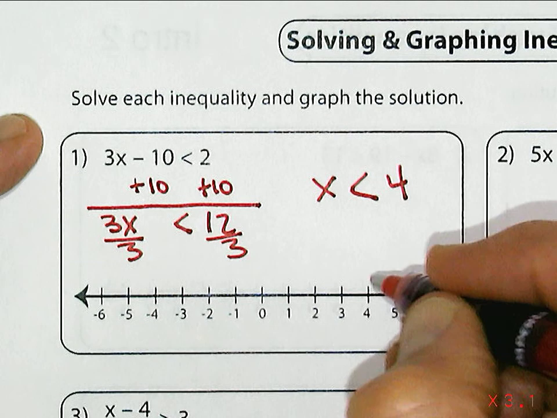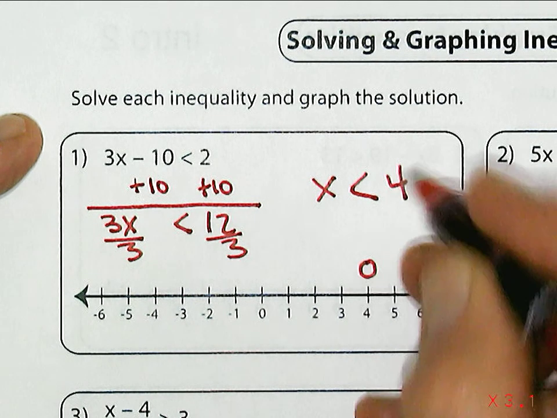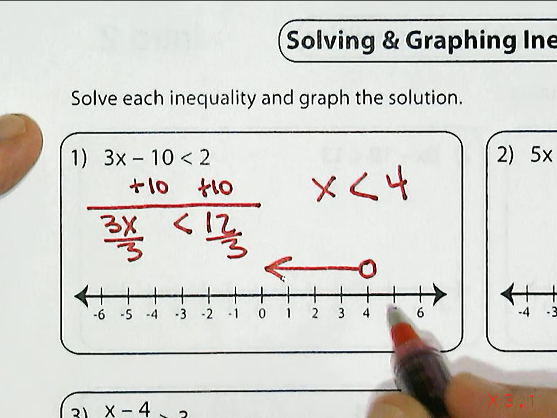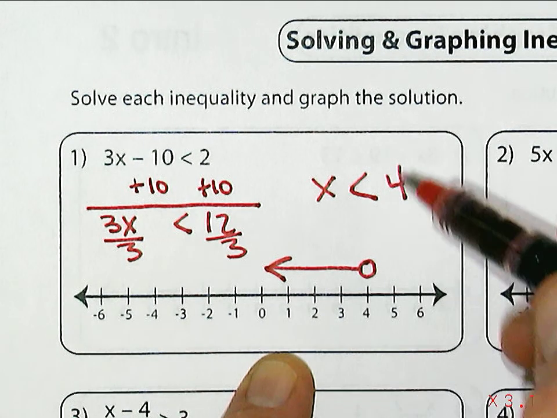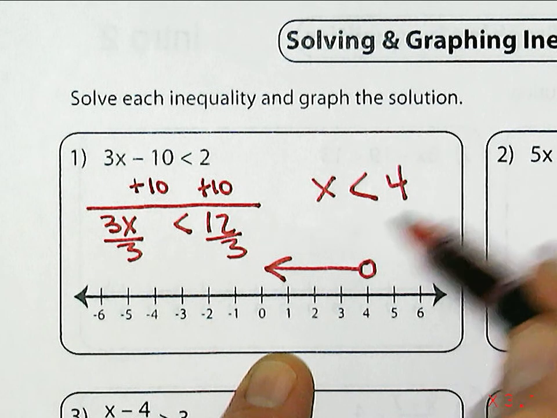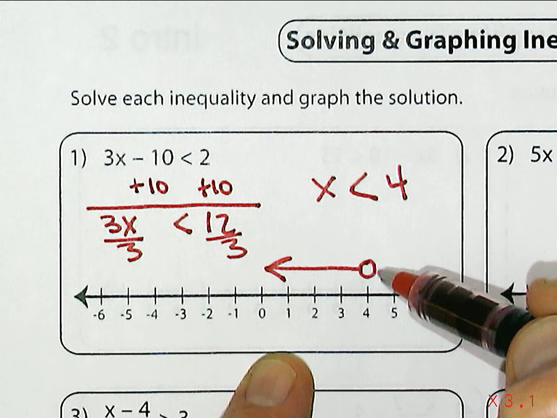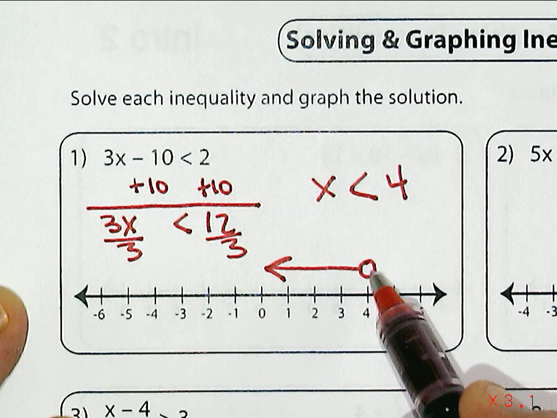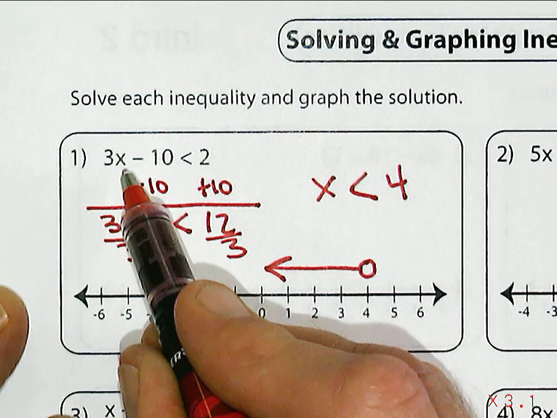And so now I can graph that solution. Open circle because it's less than above the 4, and the arrow goes to the left because it's values that are less than or lower than 4. And so I had to do two things. I had to come up with this solution to the inequality for x, and then graph that solution on the number line, just showing that the values below 4, less than 4, are values that satisfy this inequality.